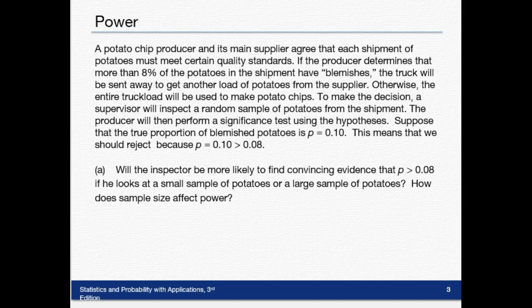The producer will then perform a significance test using the hypotheses. Suppose that the true proportion of blemished potatoes is 10%, or 0.10. This means that we should reject because the proportion is greater than 8%. All right? That's in theory. So A says, will the inspector be more likely to find convincing evidence that the proportion is greater than 8% if he looks at a small sample or if he looks at a larger sample of potatoes?